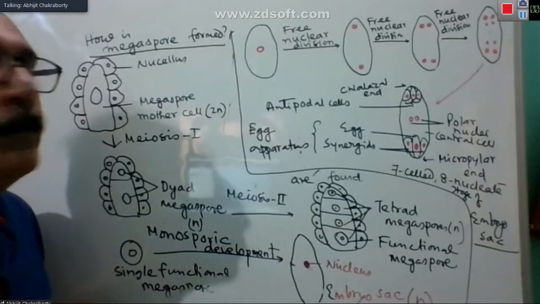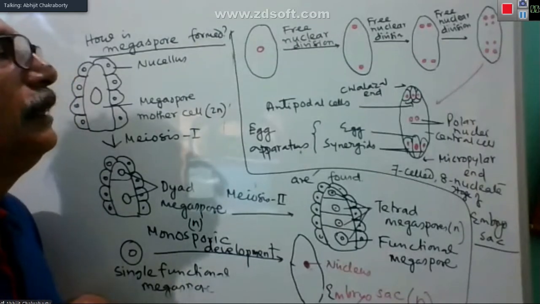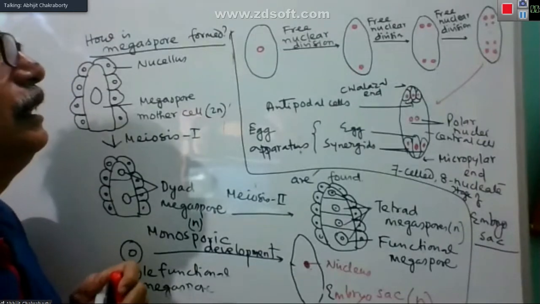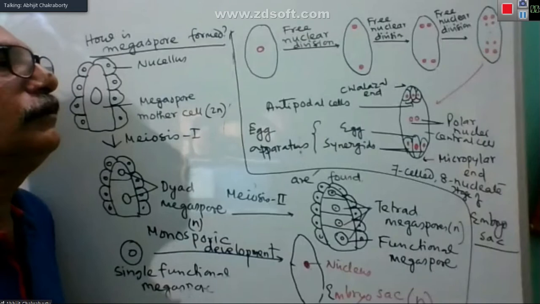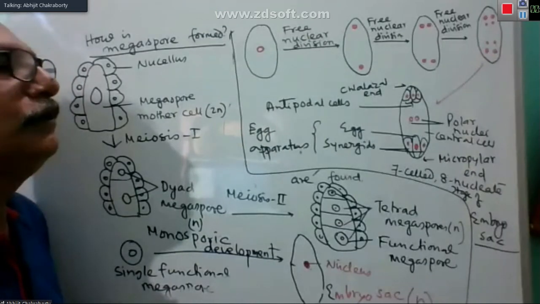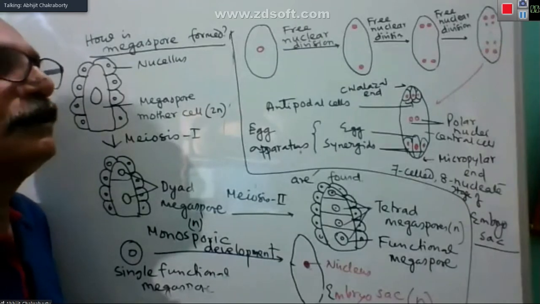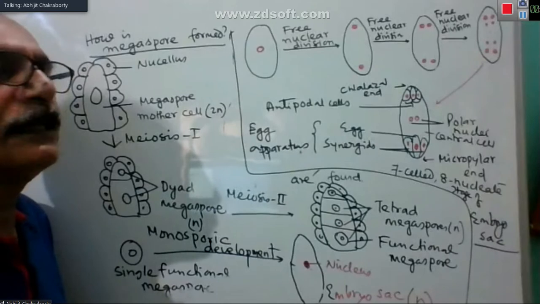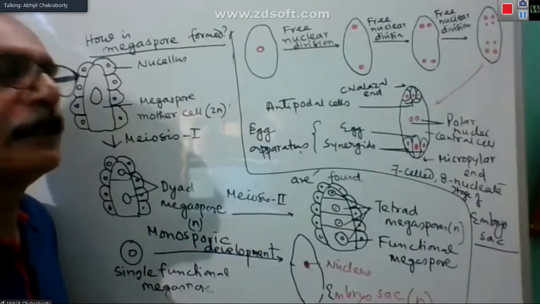Is it clear now? In the embryo sac, first of all, the single nucleus present in the embryo sac undergoes free nuclear division 3 times to produce 8 nuclei. After the formation of 8 nuclei, 3 nuclei are shifted to the chalazal pole and they are bounded by a membrane forming 3 cells, and these 3 cells are called antipodal cells.